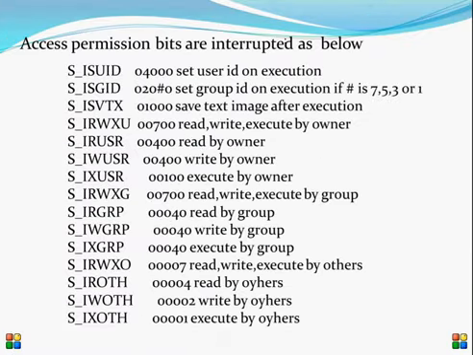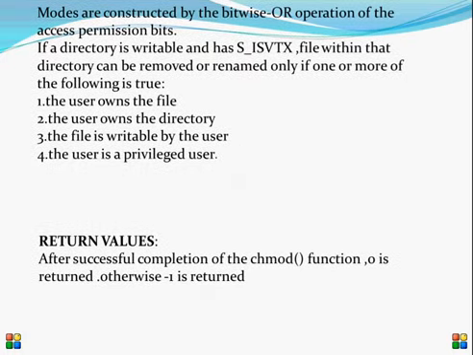Access permission bits are interpreted as below. Please go through this. Modes are constructed by the bitwise OR operation of the access permission bits. If a directory is writable and has the S_ISVTX bit set, files within that directory can be removed or renamed only if one or more of the following is true: the user owns the file, the user owns the directory, the file is writable by the user, or the user is a privileged user. Return value. After successful completion of the chmod function, 0 is returned, otherwise -1 is returned.